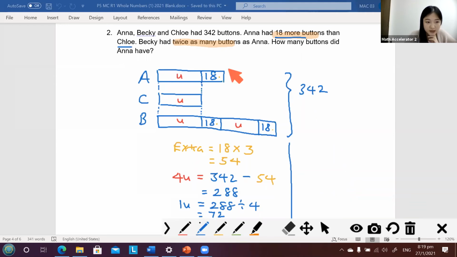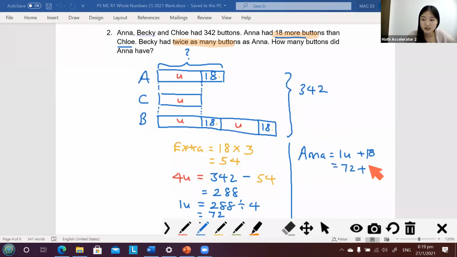Okay, plus 18, yes. Because Anna is not just 1 unit. 1 unit is only Chloe. Did they ask you for Chloe? No, right? Okay, so you should plus the 18 to find Anna. So Anna is 1 unit plus 18. So that will be 72 plus 18. Okay, 90. All right, so it's a final answer.